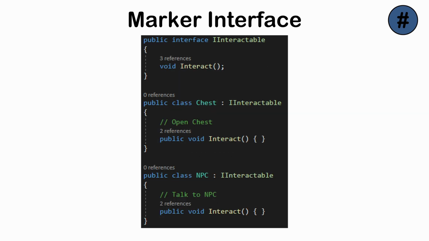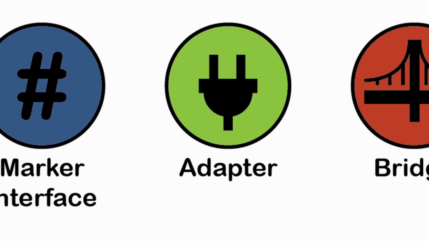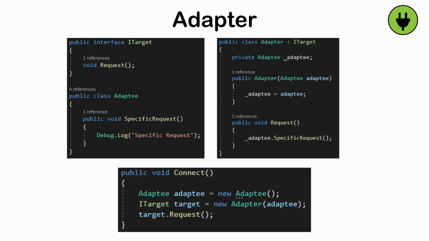Markers can be turned into components or derived from using inheritance. They are a great way of filtering your searches when you need a particular type of object, especially if you name them well. The adapter pattern. If you've ever tried to plug a 3-pronged device into a 2-pronged outlet, you know you need an adapter. Similarly, this pattern acts as an intermediary, translating one interface into another that your system understands.